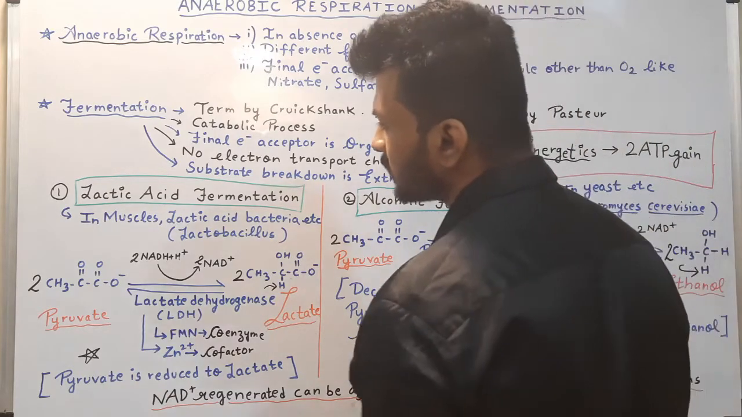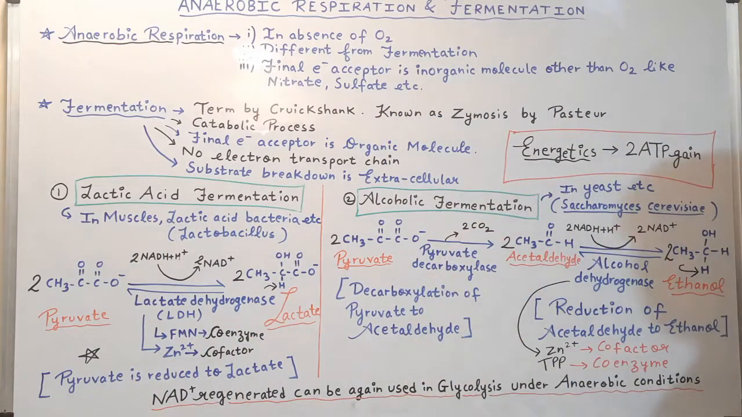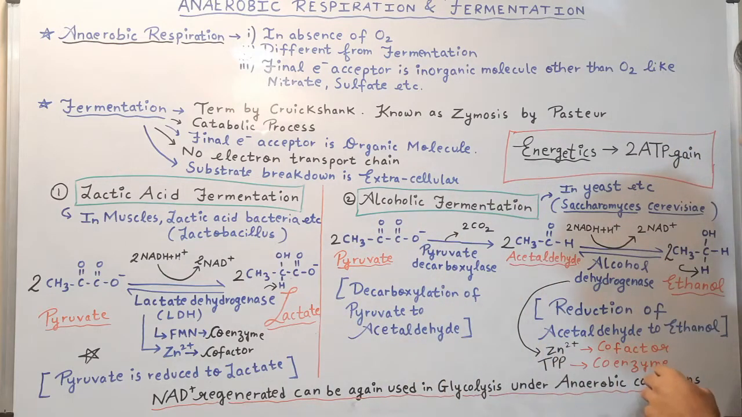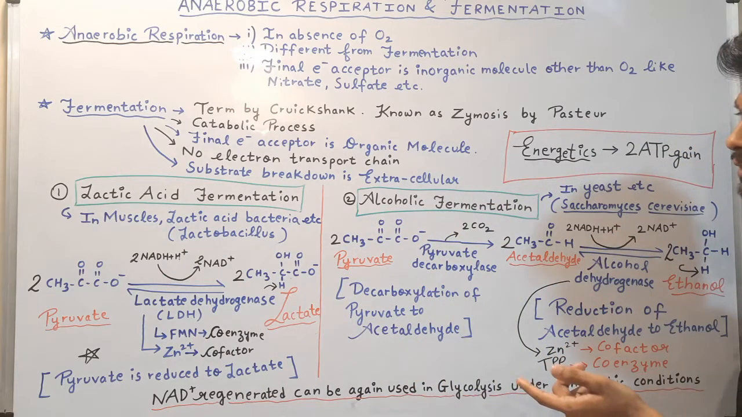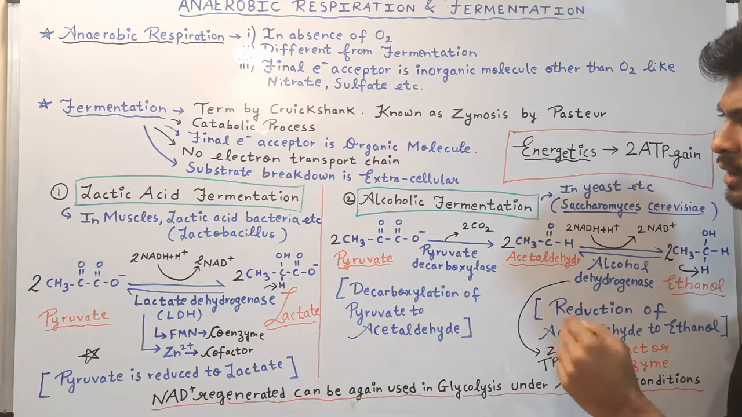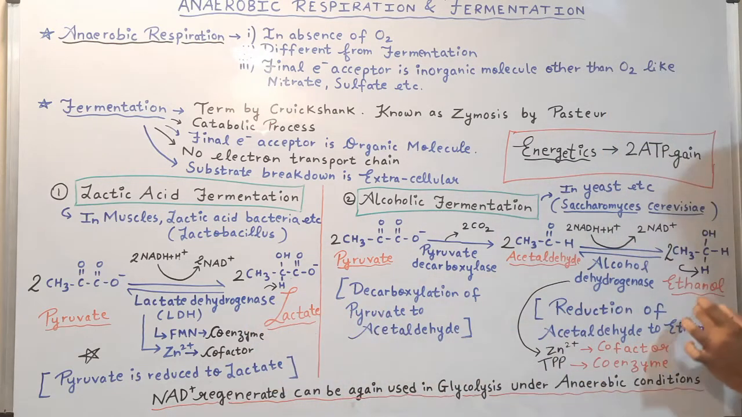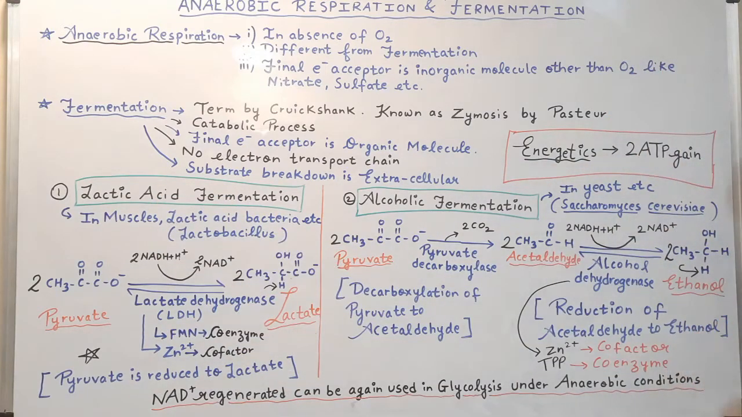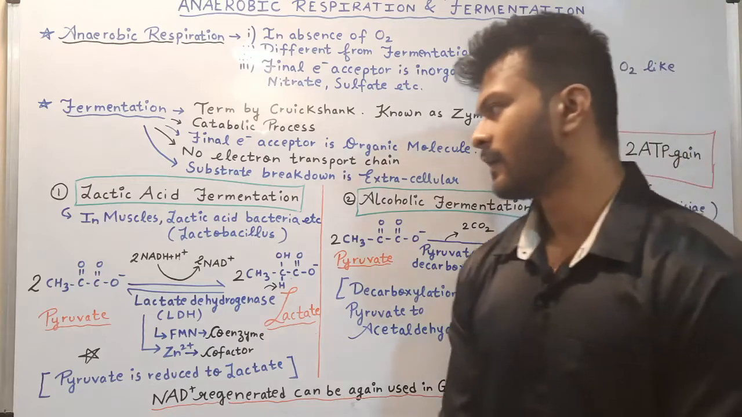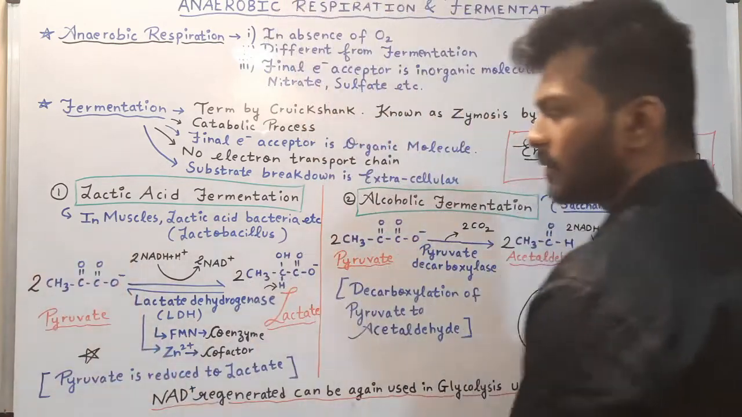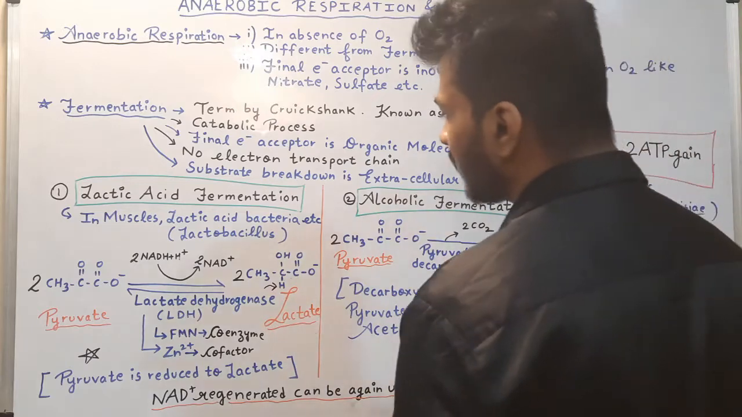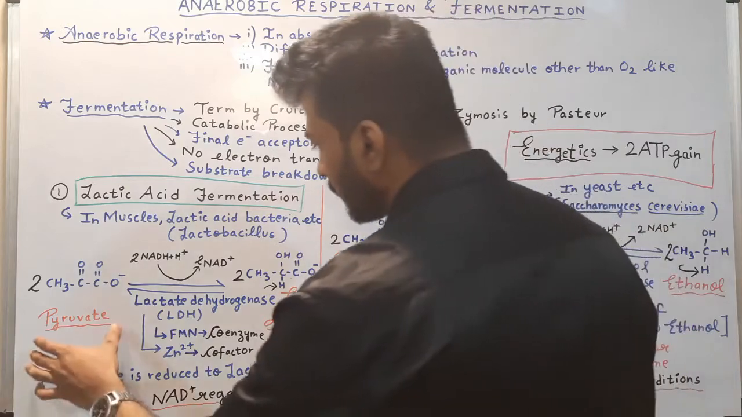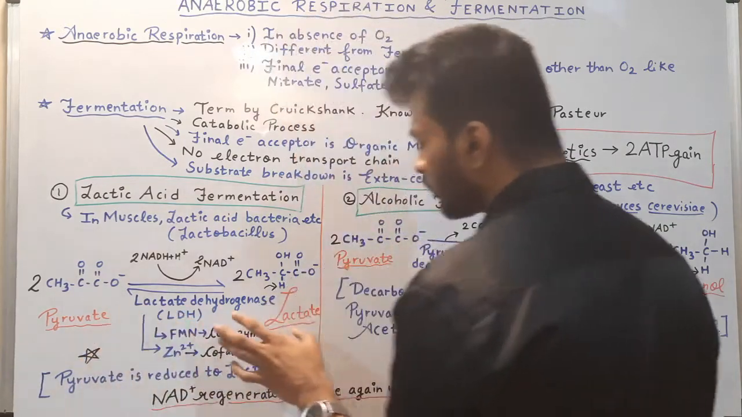Fermentation can be categorized into lactic acid fermentation and alcoholic fermentation. These names are given on the basis of the end products which are formed. If lactate is formed, the name will be lactic acid fermentation. If ethanol is formed, the name will be alcoholic fermentation. Lactic acid fermentation will occur in liver, in muscles, lactic acid bacteria like lactobacillus, etc. In this step, pyruvate will get converted into lactate.